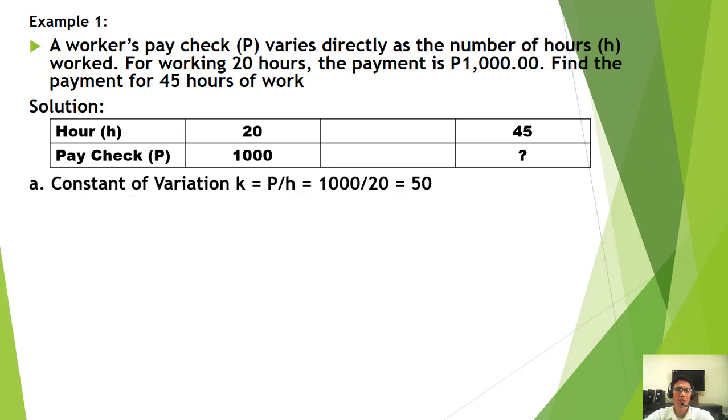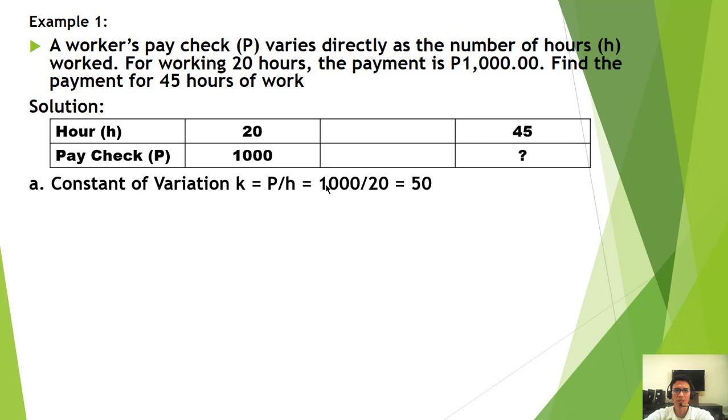Next, to find the constant of variation, the formula is k equals p over h. In other words, the numerator is the dependent variable, divided by the independent variable. We divide the dependent variable by the independent variable.